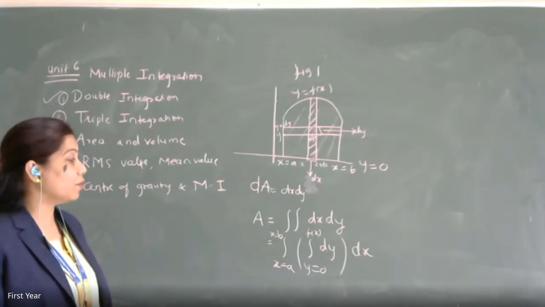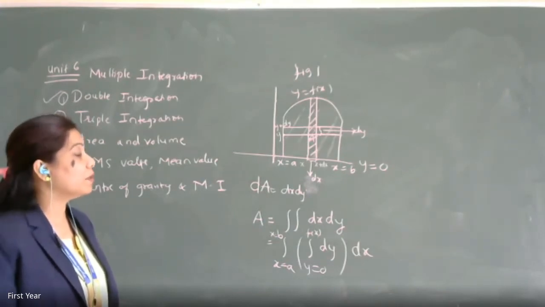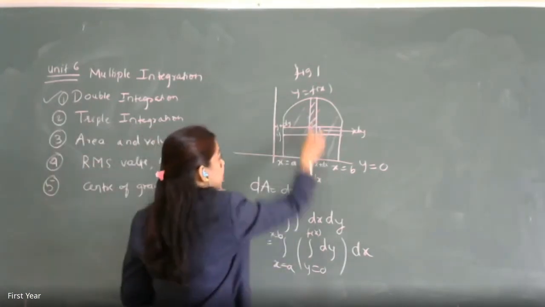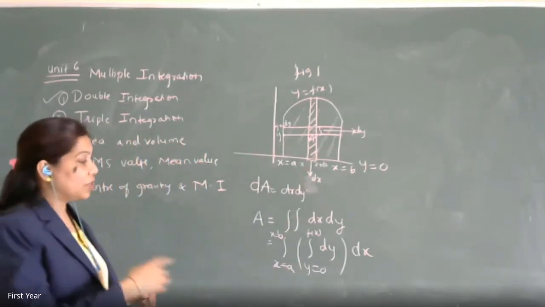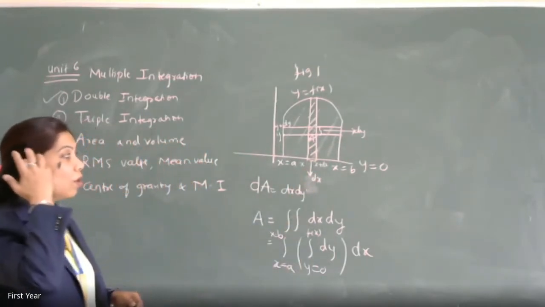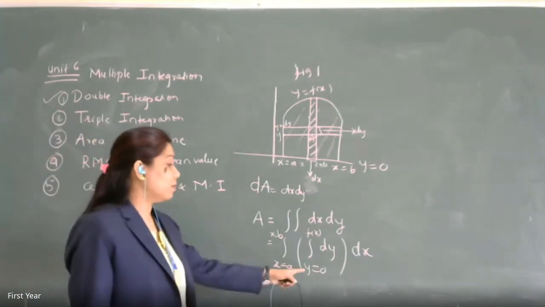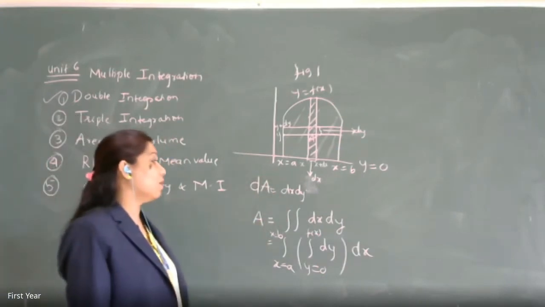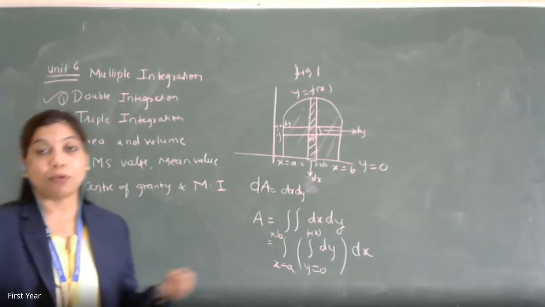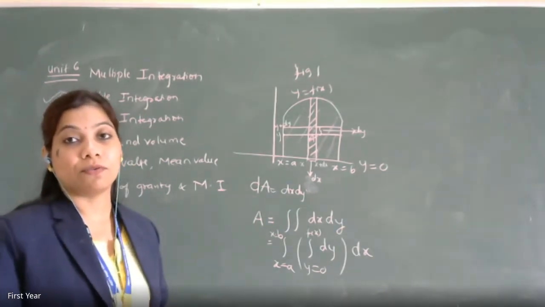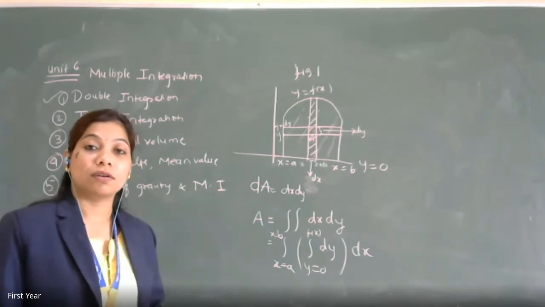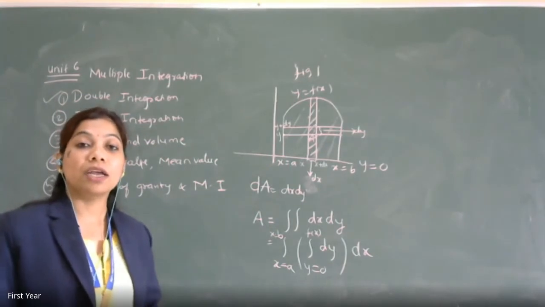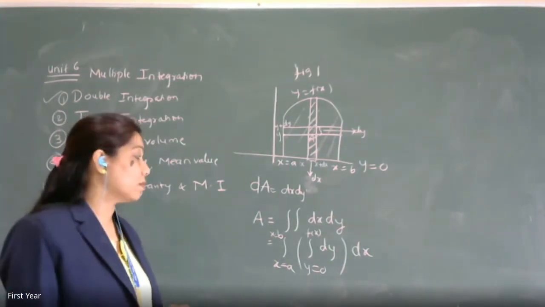Now to find the limits, don't write this. What are we doing? Consider only the vertical strip which is resting below on the line y is equal to 0 and bounded by y is equal to f of x. Therefore, limits of y are 0 to f of x.